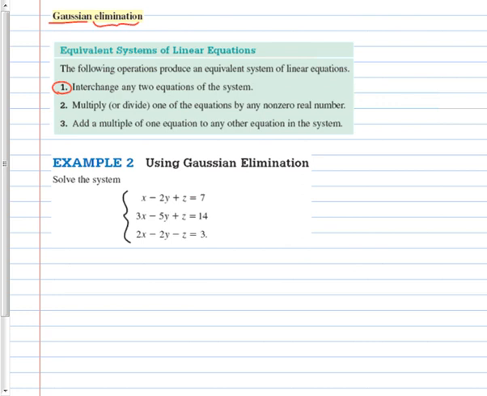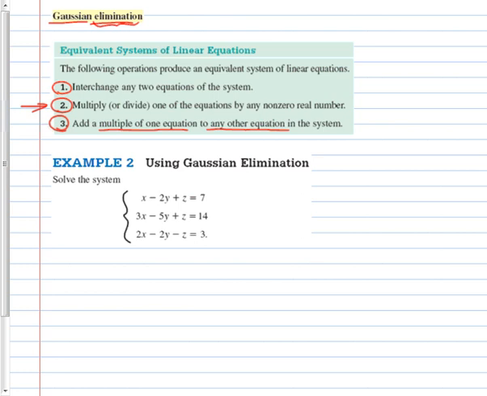Number 2 is I can multiply or divide, and usually we think of multiplying by a fraction instead of dividing, but it's the same thing, one of the equations by any non-zero number. And why would I do that? For the elimination method. I multiply it by something so that when I add them together, it eliminates a variable. So we really have done that idea before. And then we combine it with number 3, where we add a multiple of one of the equations to any other equation in the system. And that's where it eliminates something.